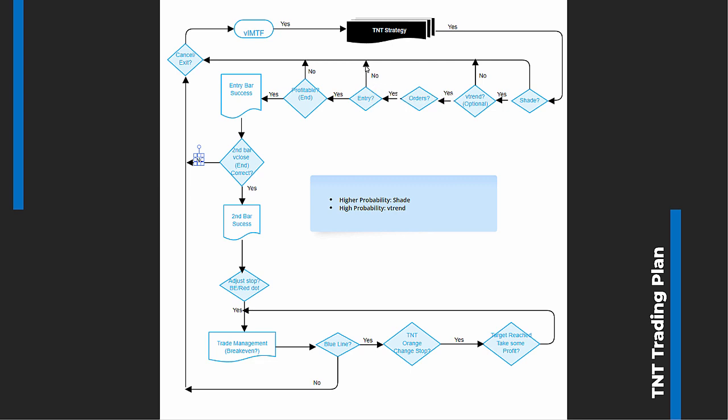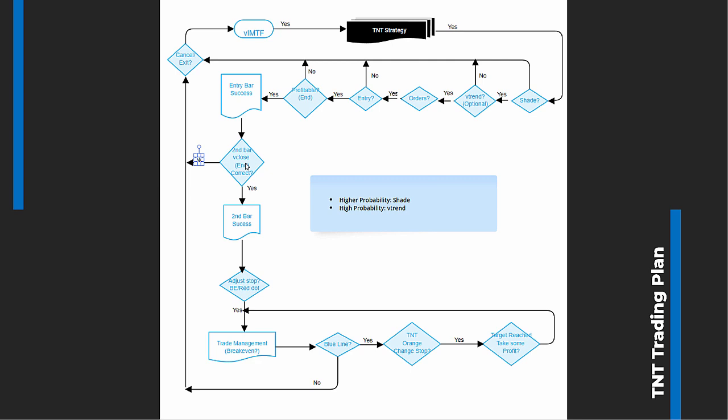You're only allowed one bar to enter. If you enter, you want to make sure you're profitable. If you're not profitable, you're going to exit the trade. If you're profitable, the first bar is success. Second bar, you want to look at the V closes in respect to your entry.